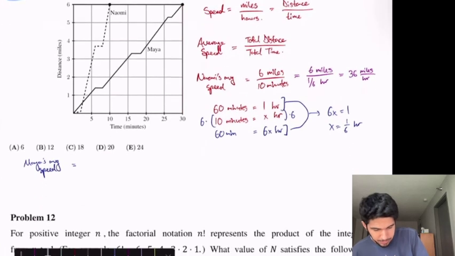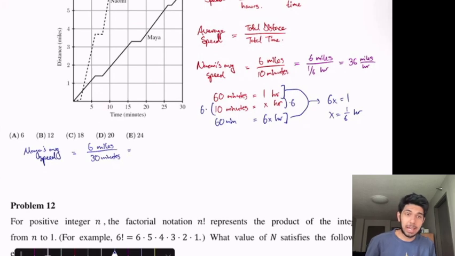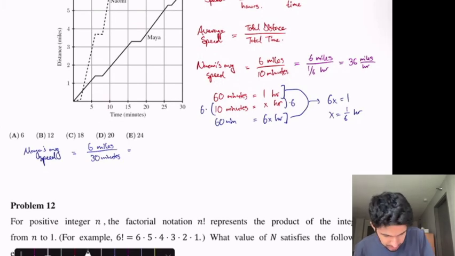So we'll do the same thing. 6 miles goes in the numerator. 30 minutes goes in the denominator. We have to change these minutes to hours, so you can do a similar exercise where you create some equations and then solve for x, or you can just realize that 60 minutes is 1 hour, 30 is half of 60, so 30 minutes is 1/2 of an hour. So this would be equal to 6 miles divided by 1/2 of an hour, which is equal to 12 miles per hour.